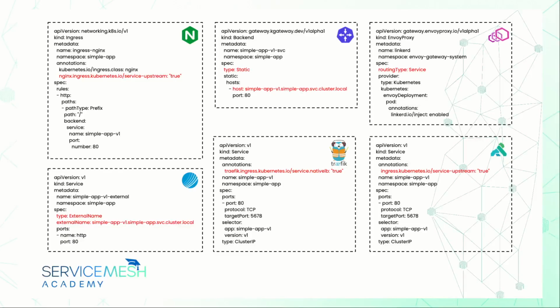So, as you can see, we have different Ingress controllers. Each one of them has a different way to change the load balancing and then to return a pod IP or a service IP.